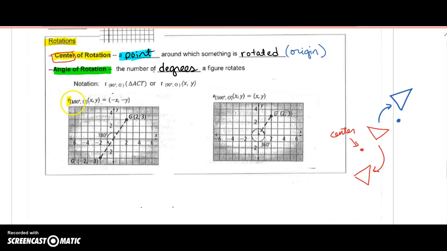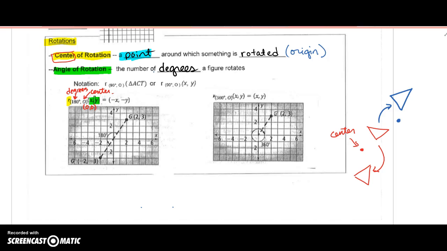Our notation for this, notice, is a little r this time instead of a big R. Big R, you recall, was for reflection. The first thing it gives us is the degrees about which we are rotating. And the second thing it gives us is the center of rotation. So that O here represents the point 0, 0, the origin. And then lastly, it tells us what we are rotating. In this case, we're rotating the point x, y. You could, just like previously, be rotating a triangle or a trapezoid or another shape.